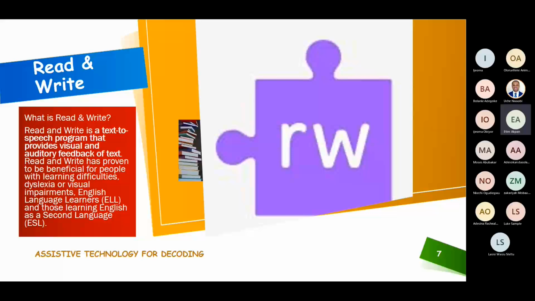Then we also have Read and Write. You can actually install it into your Google Chrome. We're also going to see how that works. Read and Write is a text-to-speech program that provides visual and auditory feedback of text. Read and Write has proven to be beneficial for people with learning difficulties, dyslexia, or visual impairment. English language learners, those that are learning English as a second language, can also use this tool.